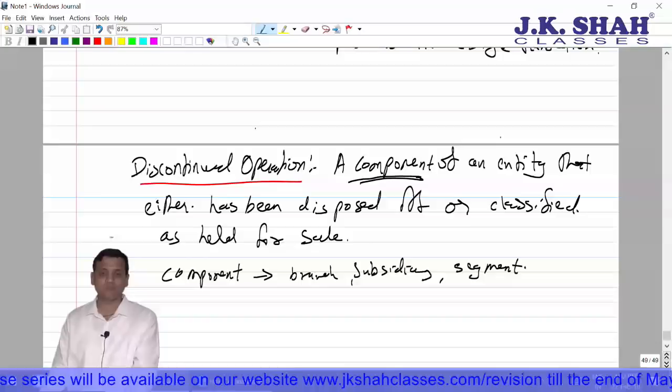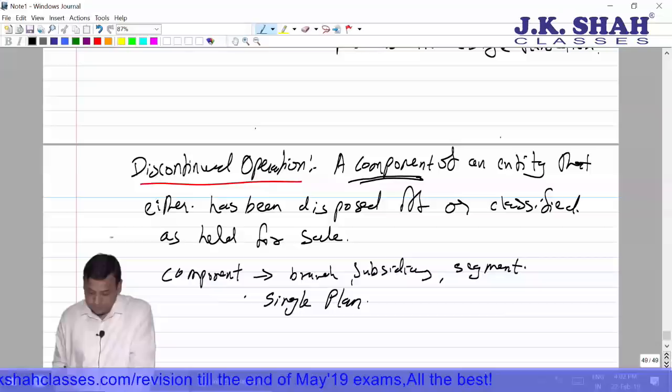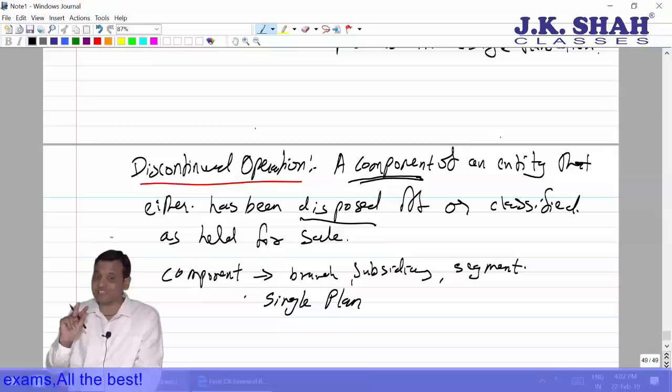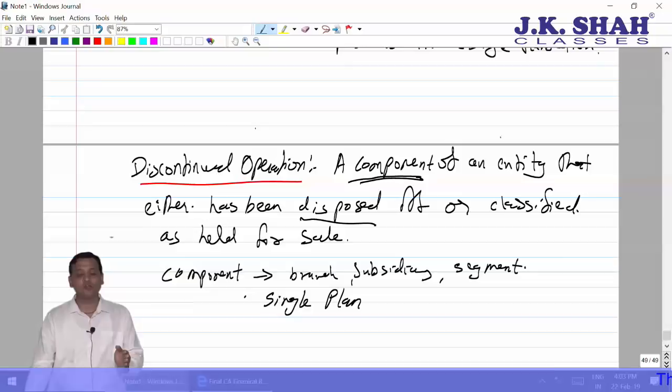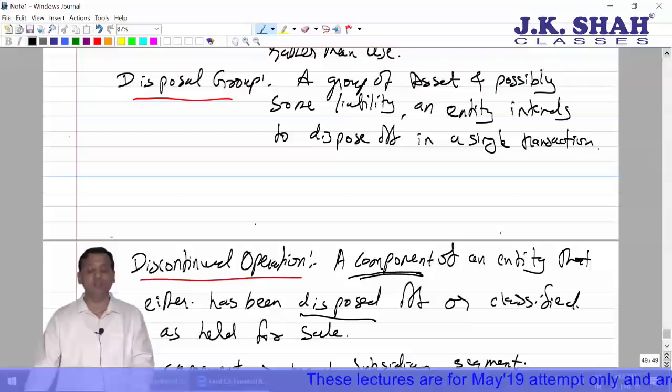And there is a plan. There is a single plan. What is this plan? This plan is to dispose of the component, or it has already been disposed of due to this plan. And this component is such that it can be identified separately for financial and operating decision making. Kindly listen to this point. Why are both different? Discontinued operation and disposal group. Dono mein farak kya hai?